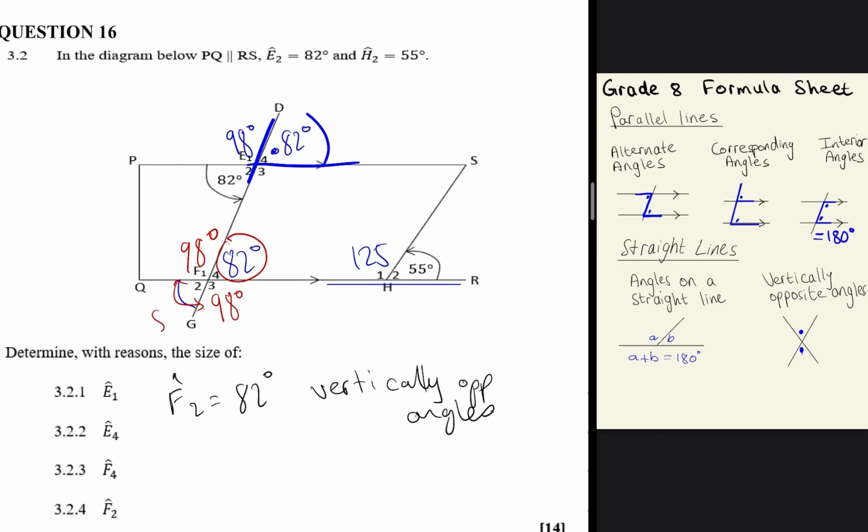This one here, as we've said, is 82. I'm just showing you all the different ones. E3, this one here, is also equal to 98. Why? Because these are also two vertically opposite angles, because here are the two straight lines, therefore they are also vertically opposite. Alright, I'm just showing you the different ones.